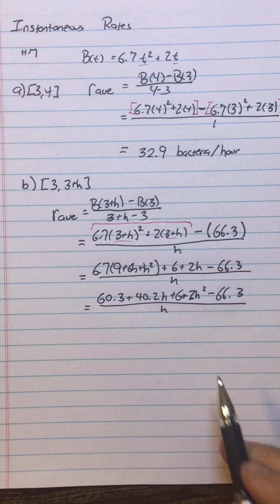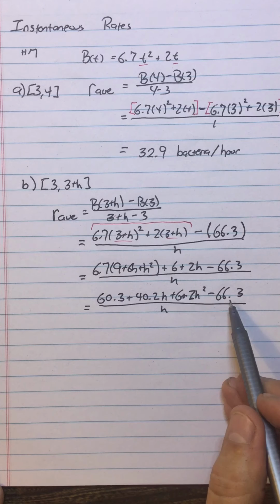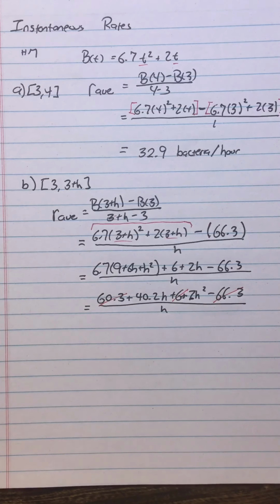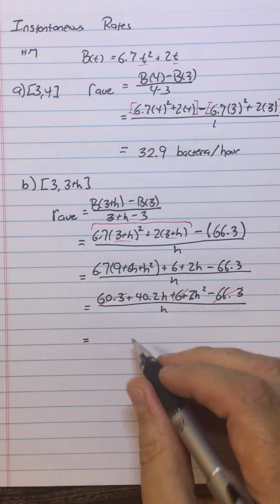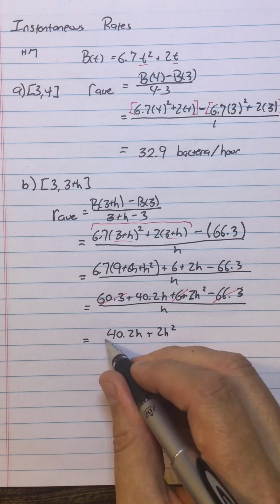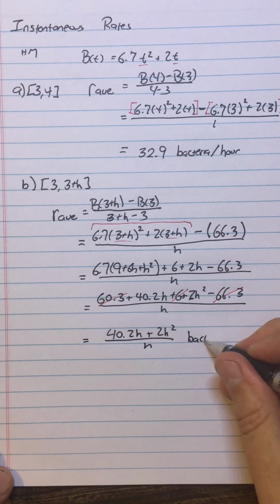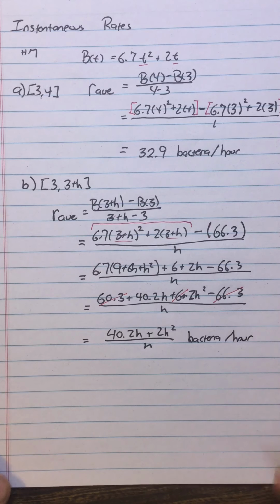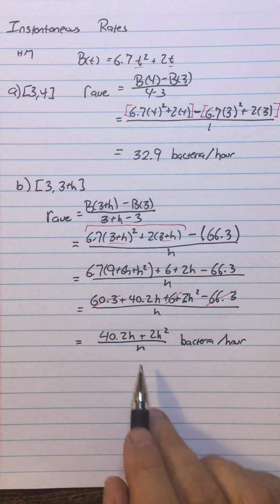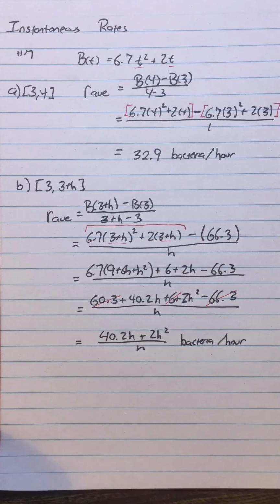Okay. So things that you will notice is that 60.3 plus 6 equals 66.3. So the 60.3, the 6, and the 66.3 will cancel, as we expect the constant terms to always do. And then we have 40.2h plus 2h squared over h. And then we leave it right there, but it is still bacteria per hour. So the average rate of change of bacteria over the period 3 to 3 plus h is 40.2h plus 2h squared over h bacteria per hour. I'm not reducing it at this point because I don't have a limit to reduce. All right, that's part B.